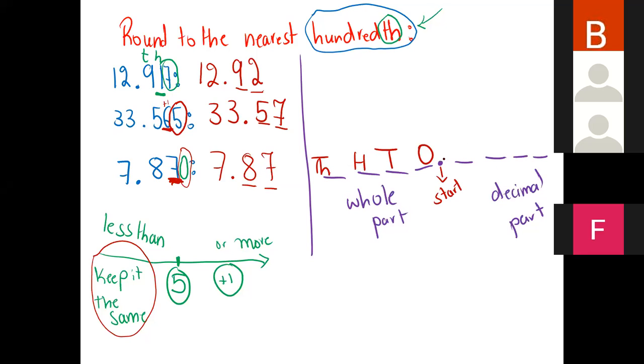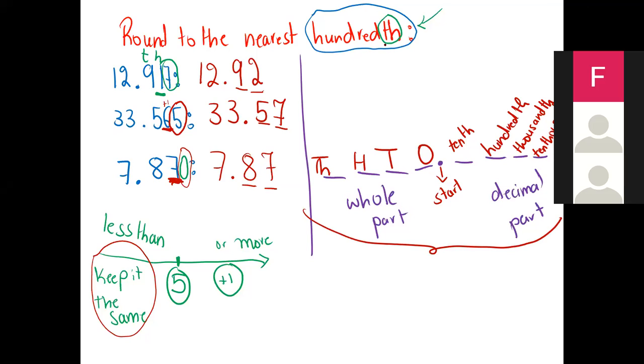But decimal part, no ones. We start with tenth, hundredth, thousandth. Take a screenshot, ya Hassan. And 10,000. This is the place value chart in order to know which digit is the tenth, which digit is the hundredth, which digit is the thousandth. Is it clear, Hassan Jaber?